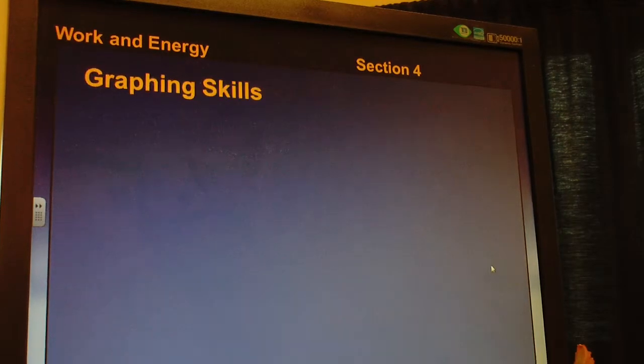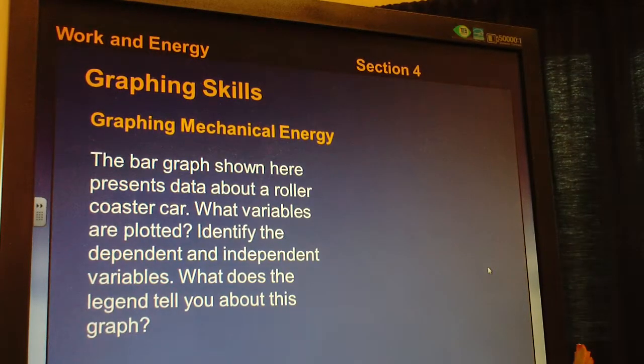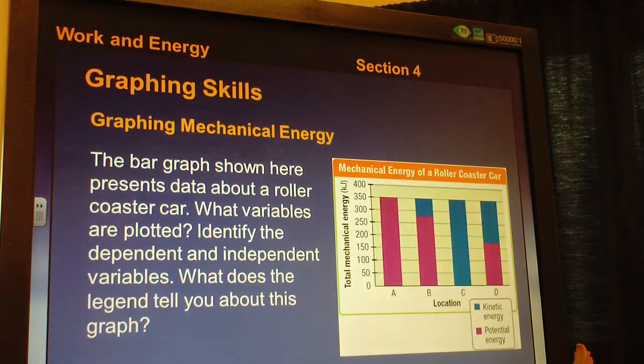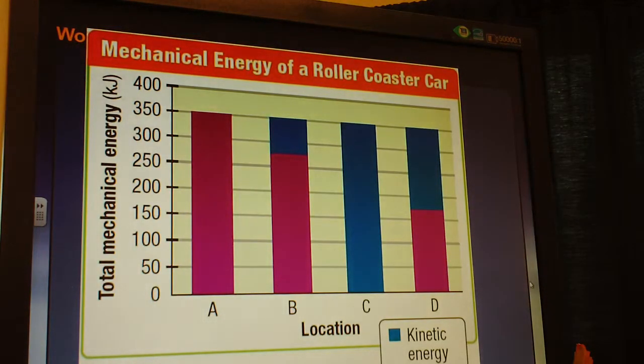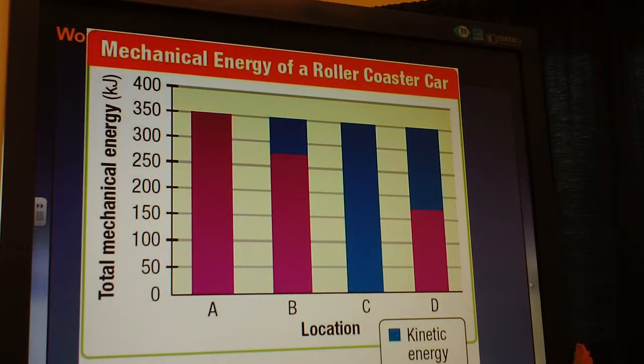Let's look at this graph. It says, the bar graph shown here presents data about a roller coaster car. What variables are plotted? Identify the dependent and independent variables. What does the legend tell you about this graph? Here's our graph. Let's look at it a little bit bigger. So, here's our graph nice and big.